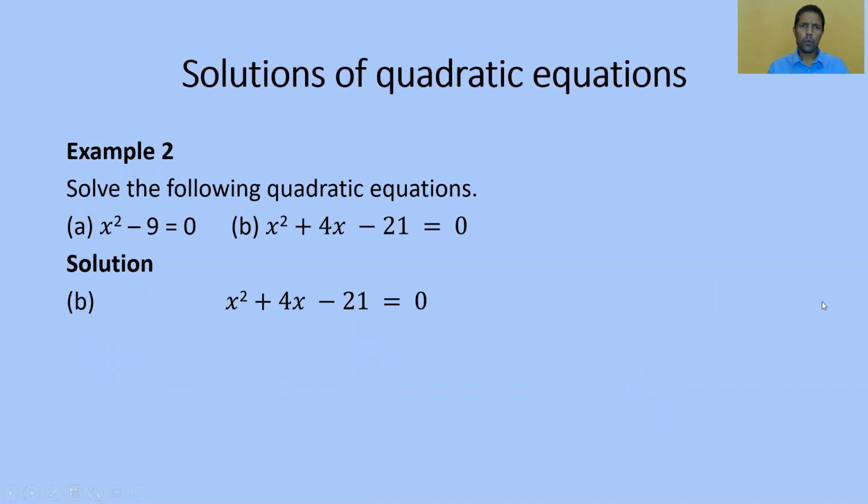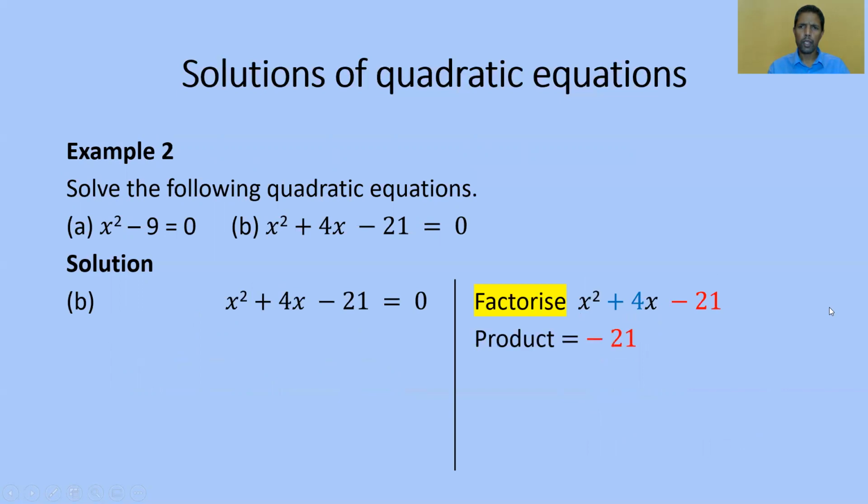Part B, x squared plus 4x minus 21 is equal to 0. So we need to factorize x squared plus 4x minus 21. The product here is negative 21. The sum is 4. So we need two factors of negative 21 such that their sum is 4. We know that negative 3 times 7 is equal to negative 21, and negative 3 plus 7 is equal to 4. So the two factors we are looking for are negative 3 and 7.